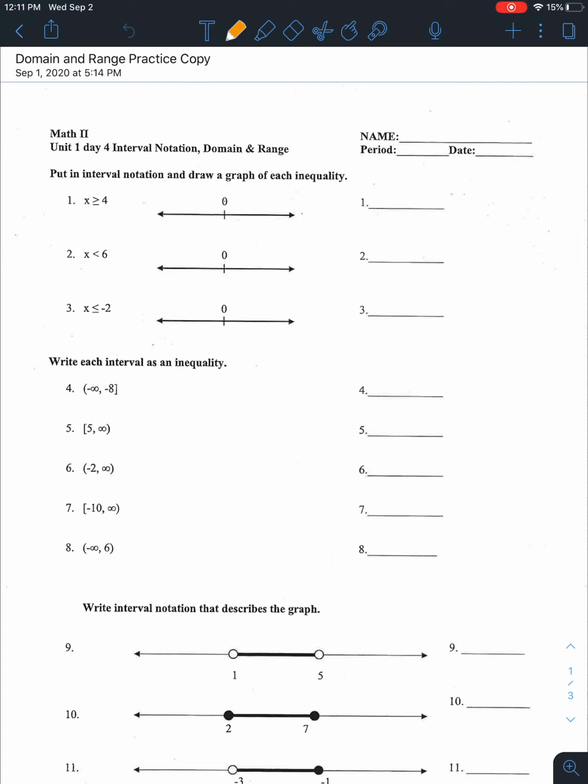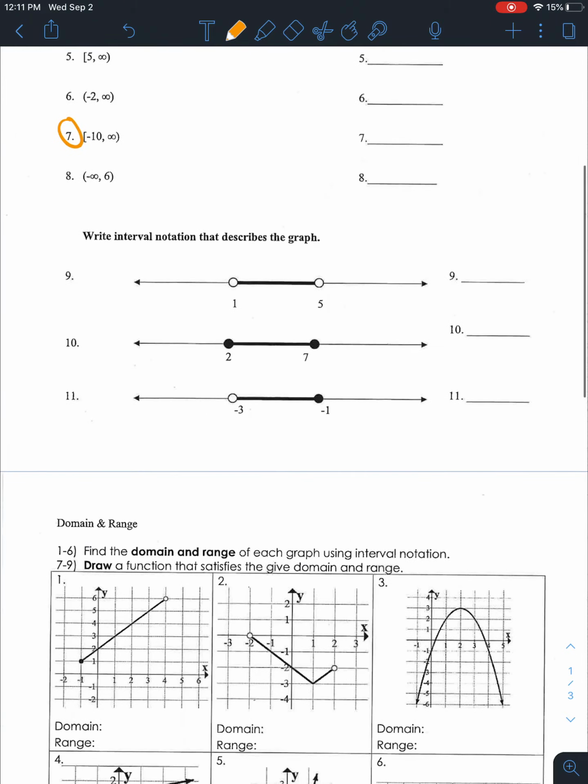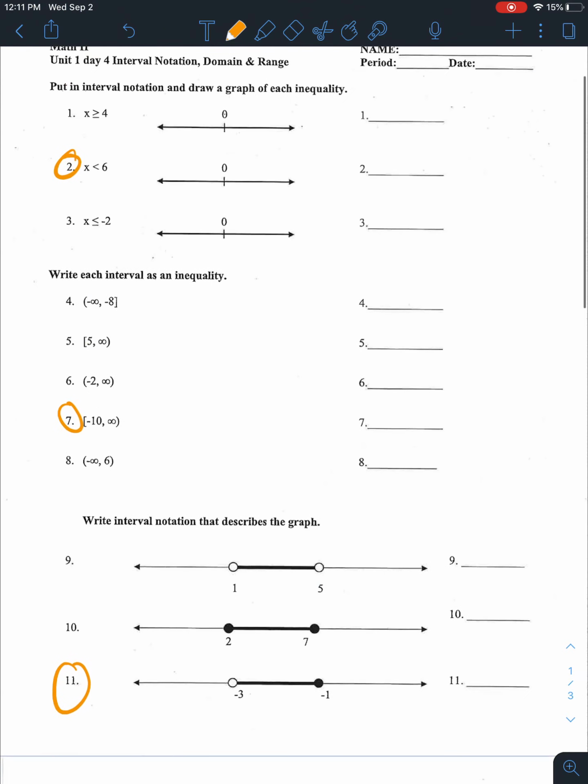So I'm going to do an example for each one, and then you can watch it. If you have questions, please let me know. Always reach out to me if you have any questions, okay? All right, we'll look at number 2. I'll do this one with you. We'll do this one, and then I want to do this one.